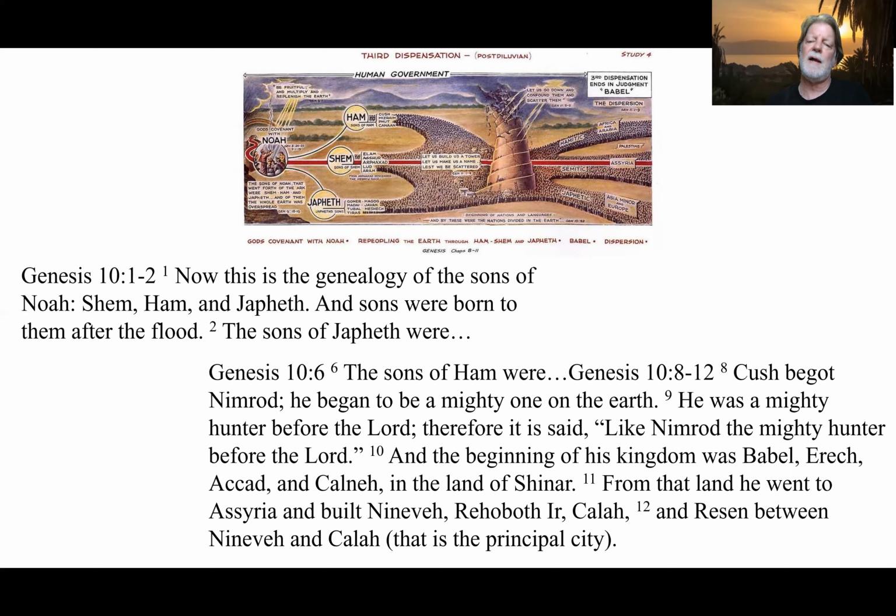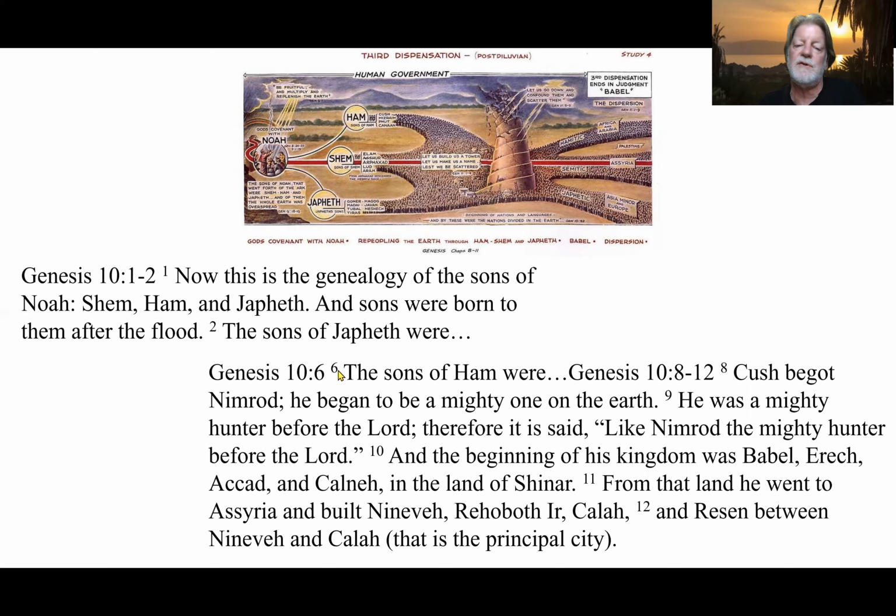So I don't want to spend a lot of time in a very lengthy genealogy, but I want to look at a couple of significant things here in chapter 10. Now, this is the genealogy of the sons of Noah, Shem, Ham, and Japheth, and the sons born to them after the flood. The sons of Japheth were, and then chapter 10 lists them. I'll show you a map where a lot of those descendants of Japheth settled in the earth. That might be interesting to you. I'll do that a little bit later.